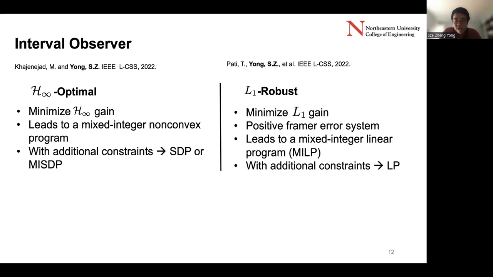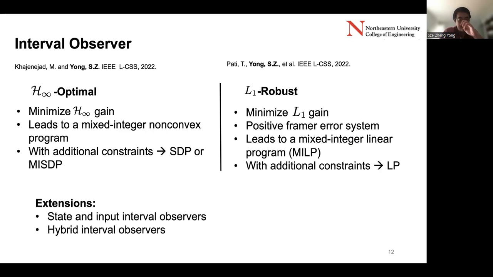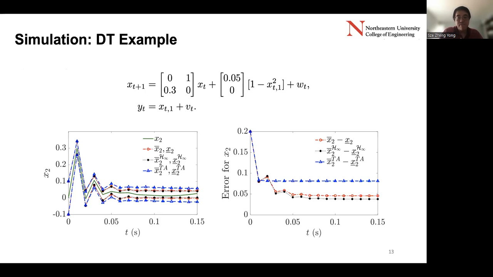But if we really want to, we can also add some additional constraints, and we get a linear program that we can solve. So this allows us to find the gains of the system. And just to give a plug on some of the work that we've recently done, we've also extended this to do state and input interval observers, and also to design hybrid interval observers, meaning interval observers for hybrid systems.